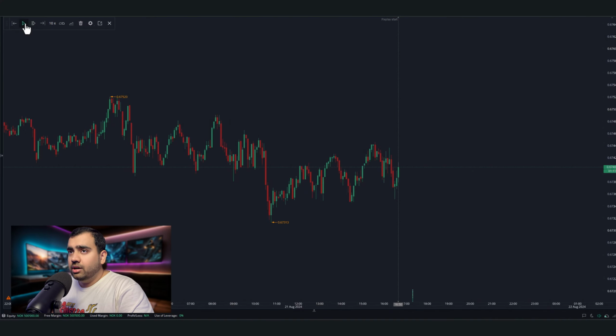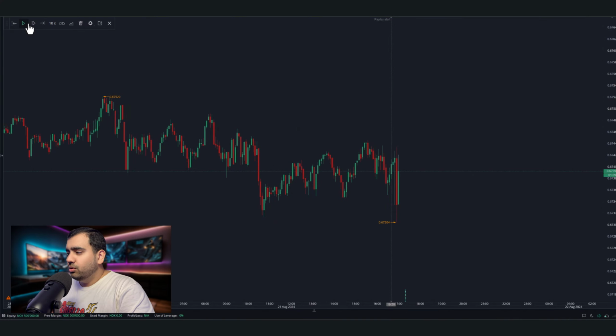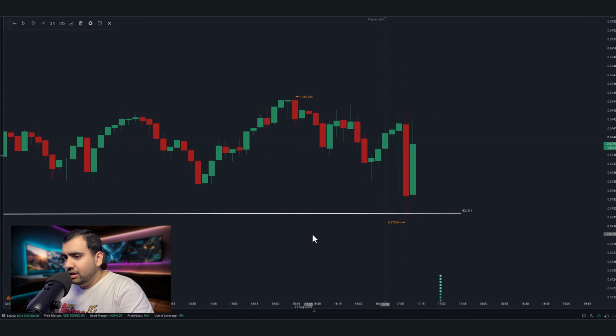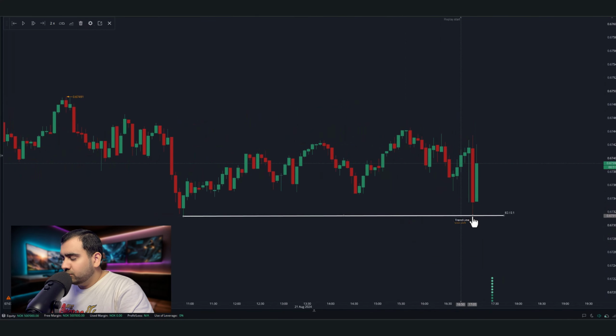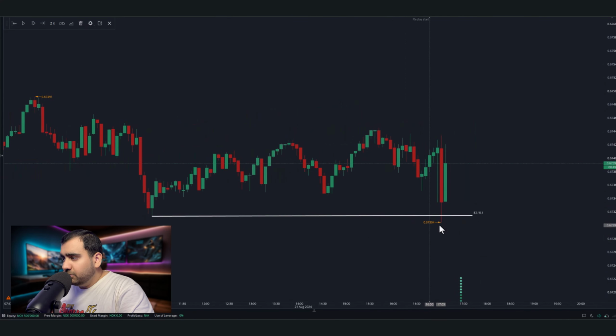This is the 5 minute chart, and we found a liquidity sweep here. This is the liquidity sweep pattern. You can see this was the previous low, and this is the lowest point as well. Price went below the previous low, then went above again and closed above that line. So this is a liquidity sweep pattern.